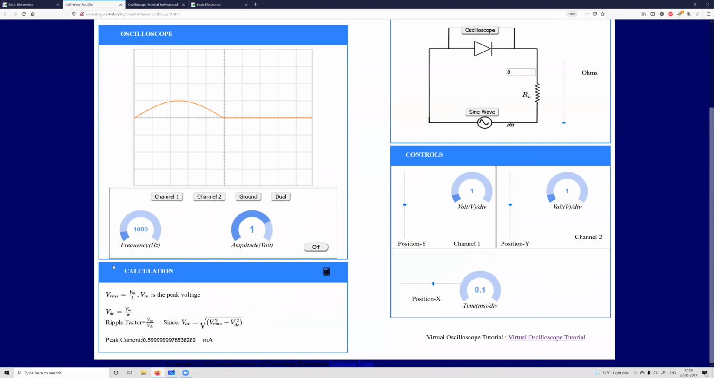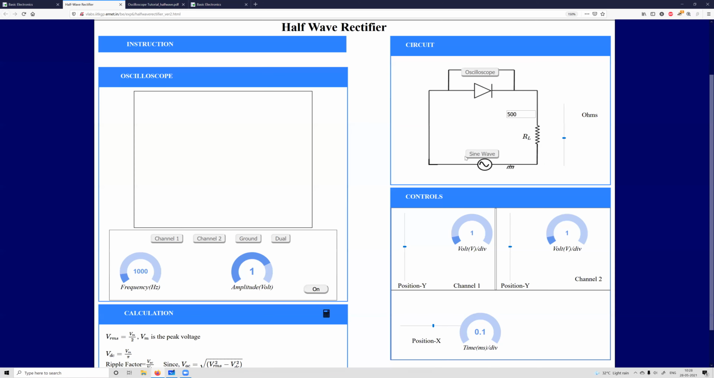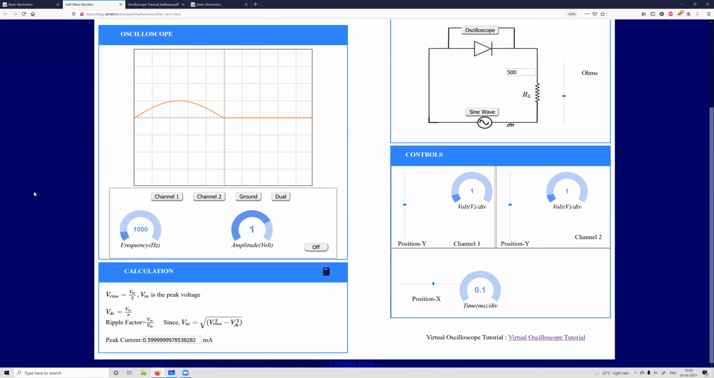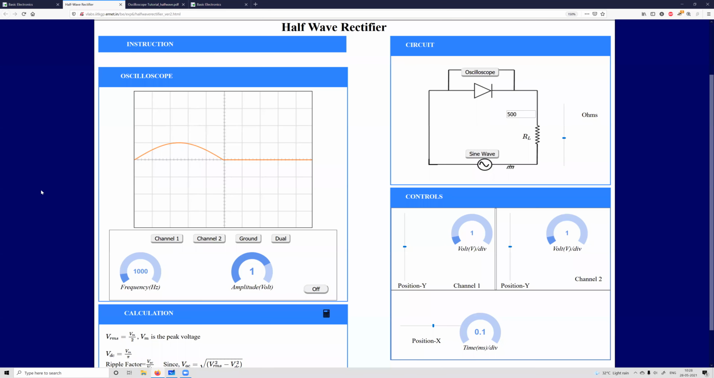Is it okay? This is changed. Is it okay?